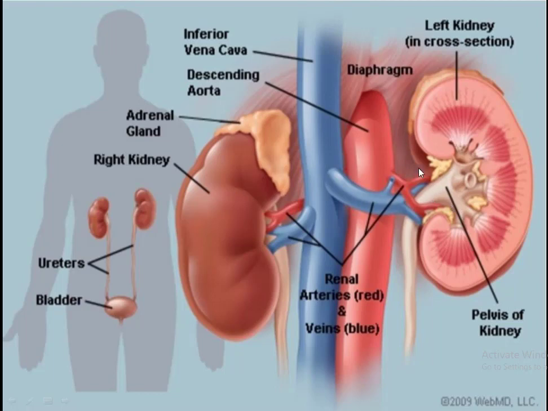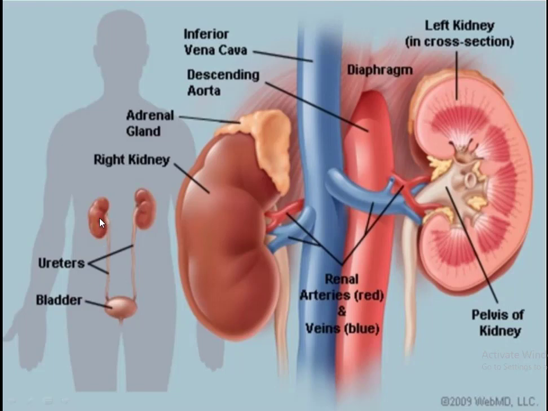There are 2 kidneys, and above the kidney there is the adrenal gland. The kidney is surrounded by the capsule, and this capsule separates the kidney from the adrenal gland. This is important clinically in the case of nephrectomy.